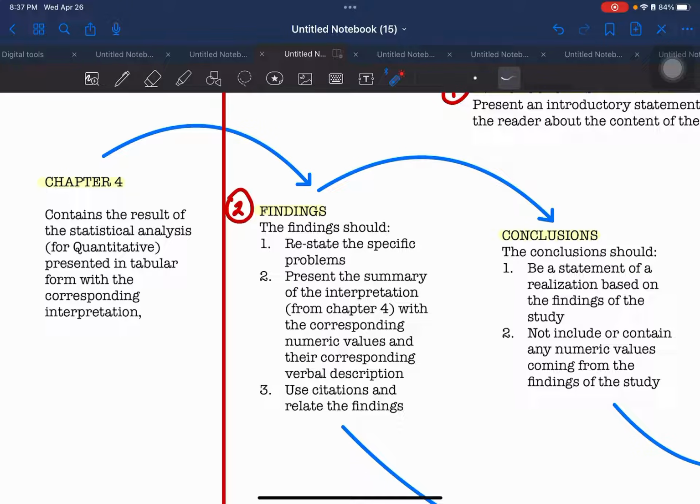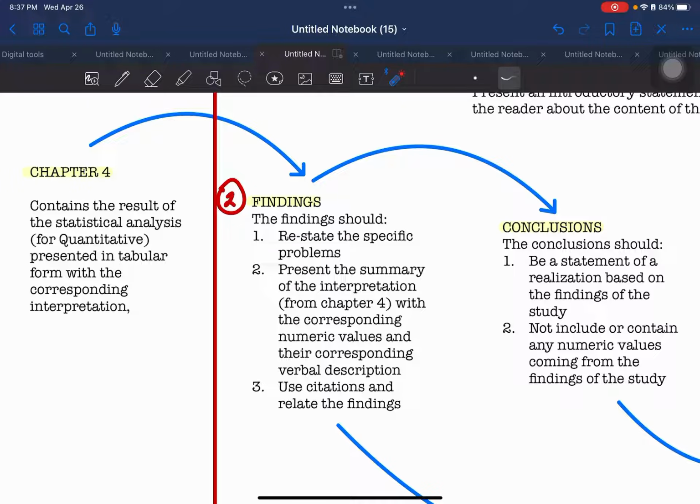So restate the specific problem, for example, SOP number 1, and then immediately at the bottom of SOP number 1 will be the next part, which is the summary of the interpretation coming from chapter 4. Again, after presenting the specific problem number 1, immediately present the summary of the interpretation coming from chapter 4.